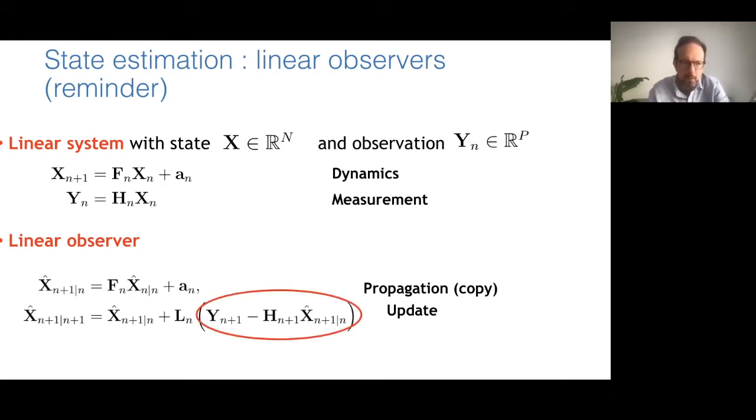To do that, you compute the prediction error. This is the discrepancy between what's actually observed and what you predict you will observe, as y is h times x. You form this difference, and then you convert it through a gain matrix into a correction term that's then applied to the estimated state to nudge it towards the true state.